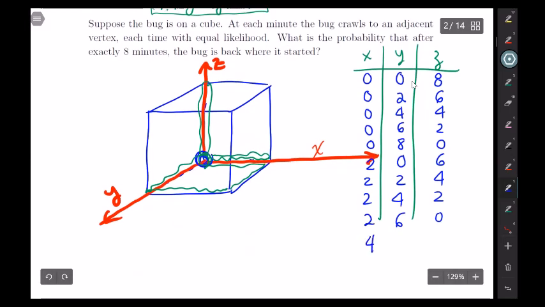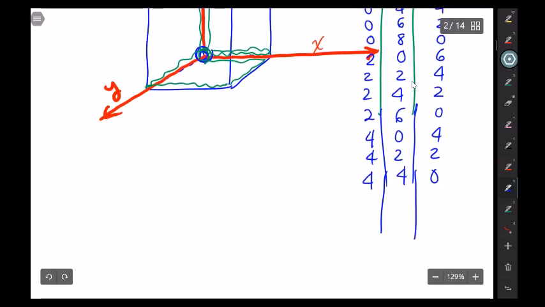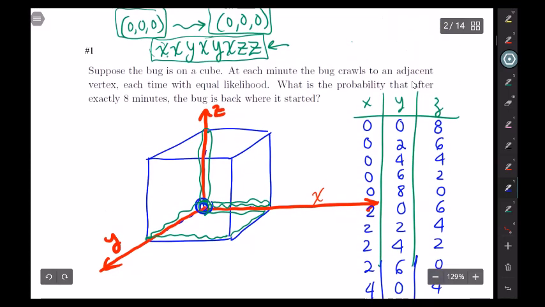Next, 4. Let me go all the way down. Okay, so 4, 0, 4, 4, 2, 2, 4, 4, 0. I think we are done with the 4s. Next, the 6s: 6, 0, 2, 6, 2, 0. And finally, 8, 0, 0. That's it. These are all the different ways of ending up at 0, 0, 0.